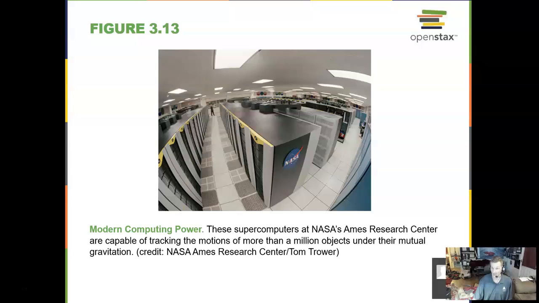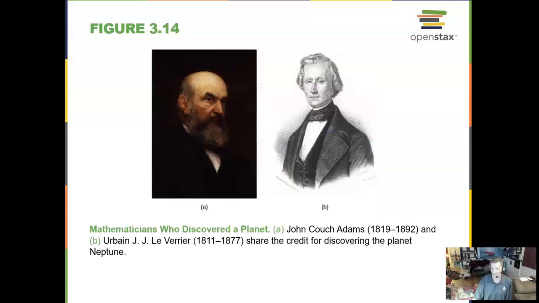Well, NASA and the National Weather Service, they have modern computing power in these supercomputers. That's how we get weather forecasts and model things in the night sky and how they work. So these two mathematicians, John Couch Adams and Leverrier, share the credit for discovering the planet Neptune.